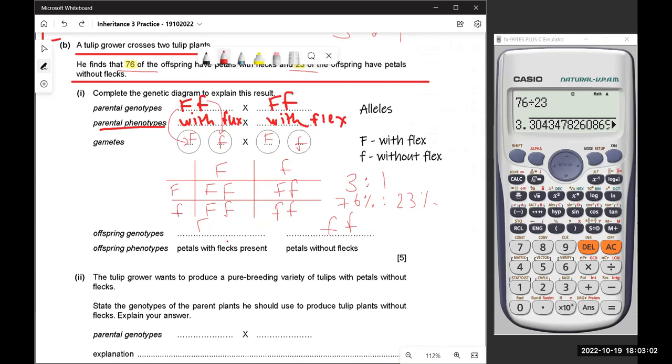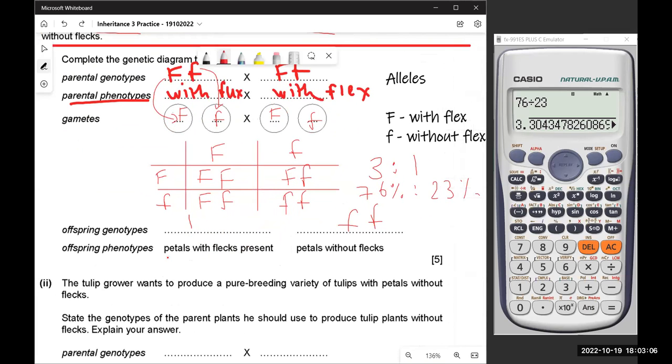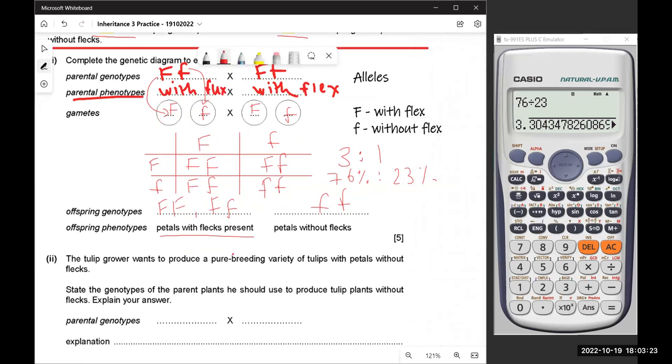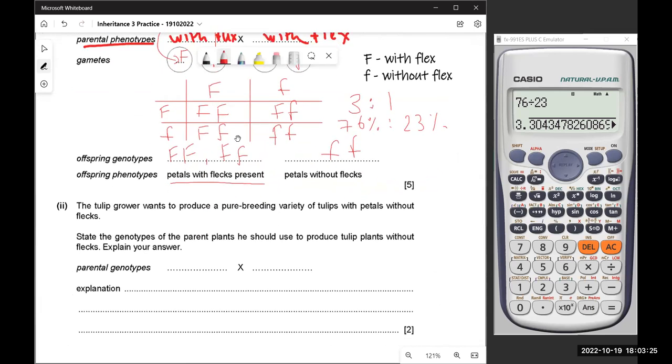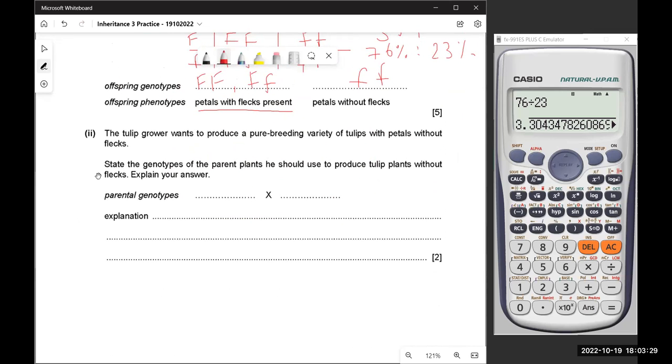Parents with flex can have 2 options. What are the options for petals with flex present? What are the 2 genotypes? Capital F capital F and capital F small f, because small f is recessive, therefore, even if small f is present, it will still be with flex. Dominant is seen. Now read this one. Read the question.